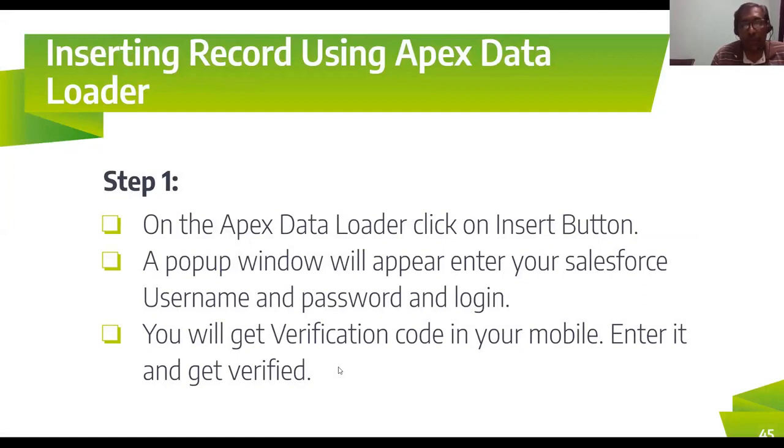We are going to use a wizard here. Step 1 on the Apex Data Loader: click on the insert button. First, load your Apex Data Loader, which will be on the desktop as a shortcut. Click on that and Apex Data Loader will open. On that, we have a button called insert. Click on it, and a pop-up window will appear asking you to enter the username and password and log in. Then we will get a verification code on your mobile; enter it and get verified.